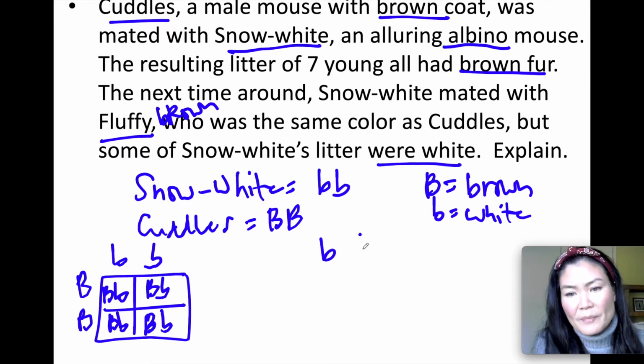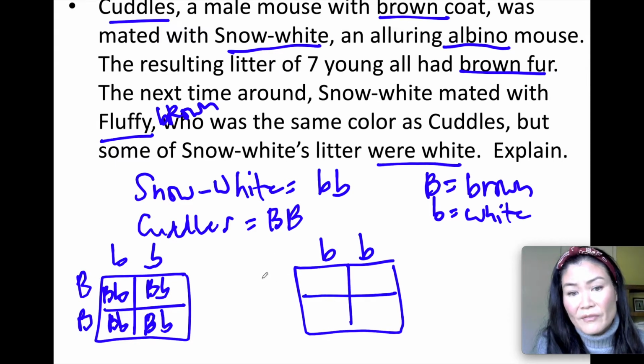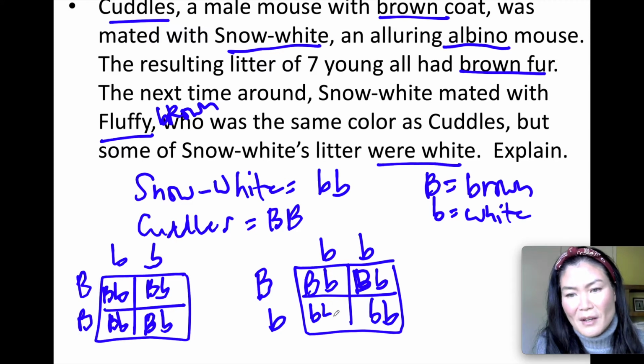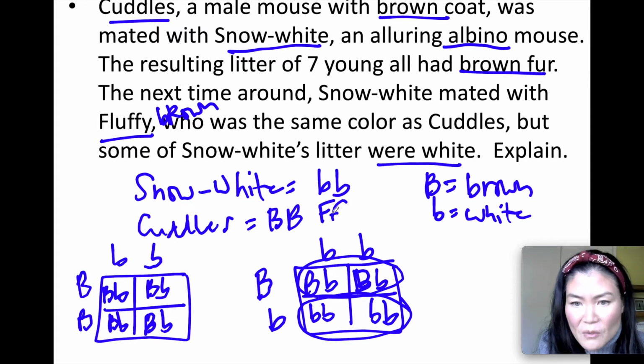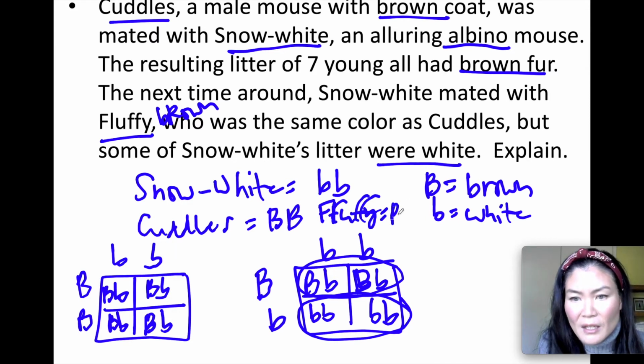Whereas when Snow White is mated with Fluffy, who is also brown, some of the litter are white. So he must be big B, little b. I did this wrong, sorry. It's like that, and then little b. So here are some of the white, and here are the brown babies. That means Fluffy's genotype is going to be big B, little b.